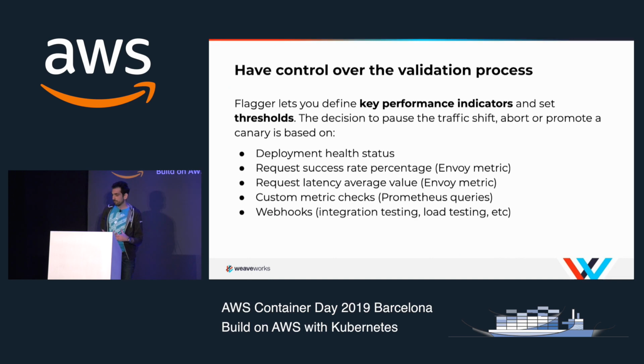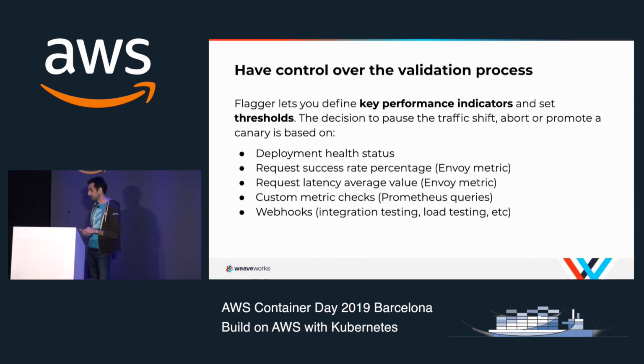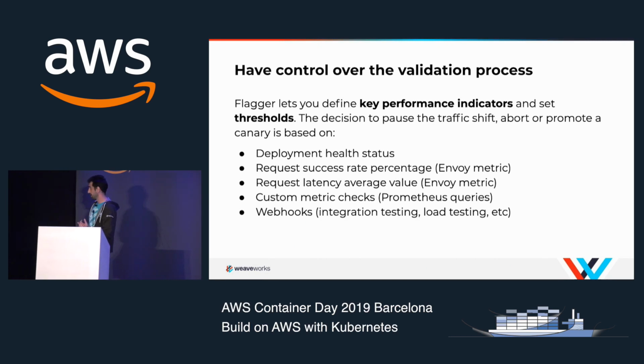How can you have control over the validation process? We came up with a couple of key performance indicators that are built inside Flagger. One is the deployment health status. We talk to the Kubernetes API and determine if your new deployment is healthy or not. It checks normal things. Are your containers in a crash loop? Readiness, liveness probes, and so on. We do these kinds of checks before we route any traffic to the new version.